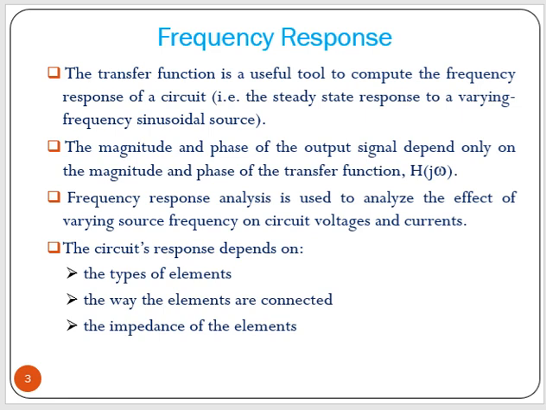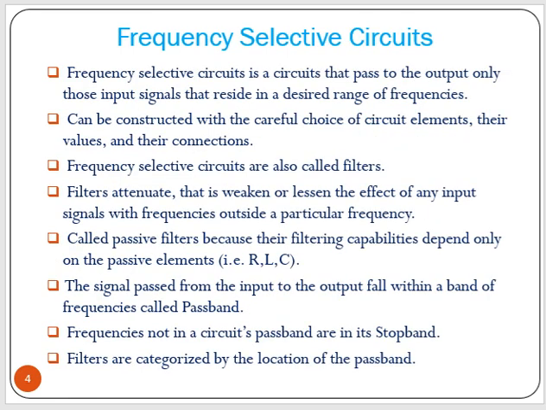Now the circuit's response depends on the type of elements we are using, the way the elements are connected, and the impedance of the elements. Now a frequency selective circuit is a circuit that passes to the output only those input signals that reside in a desired range of frequencies. Frequency selective circuits can be constructed with careful choice of circuit elements, their values and their connections. Frequency selective circuits are also called filters.